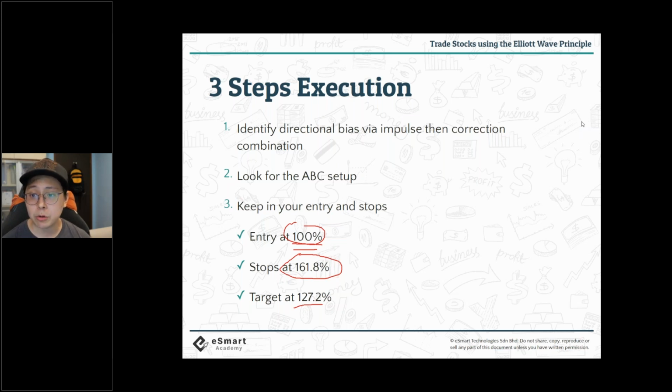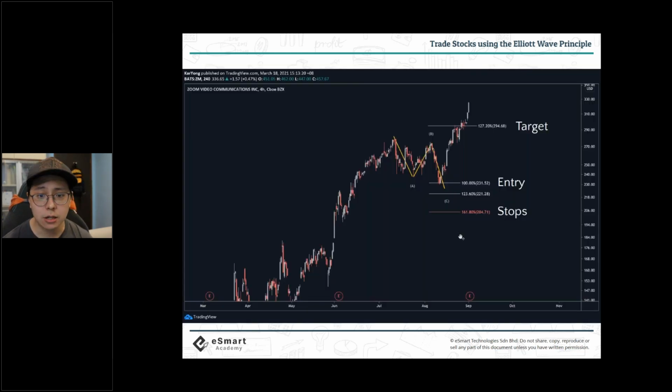Okay, but you might want to quickly take a screenshot of this, so that you have reference to this if you need to. Okay. So entry at 100%, stop at 161.8, and of course target here we use 127.2 as a guide, as a framework. Okay, so now let's take a look back at the Zoom example.